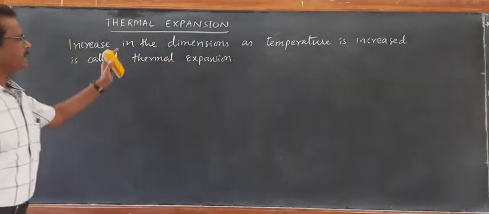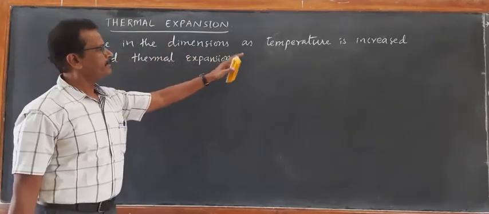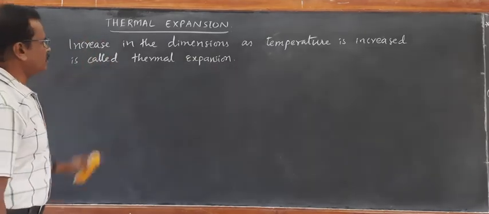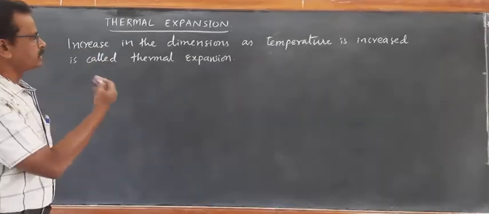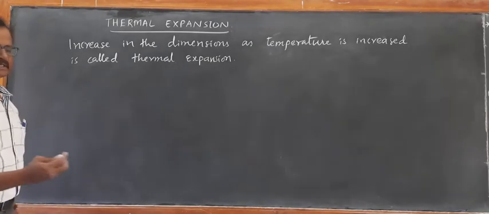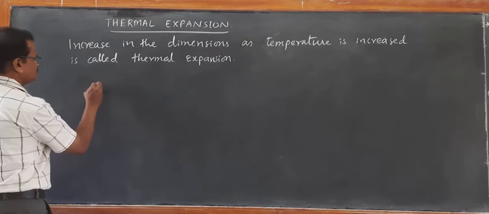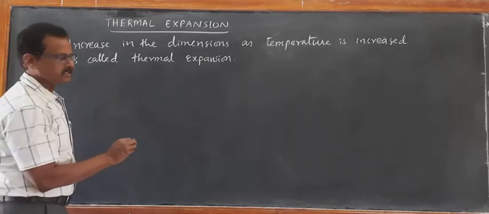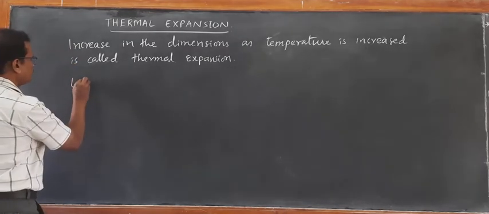In the same way, decrease in dimensions as temperature is decreased is called thermal contraction. In general, we call it thermal expansion. Then there are three types of expansion. If the length of a wire increases, then it is called linear expansion.